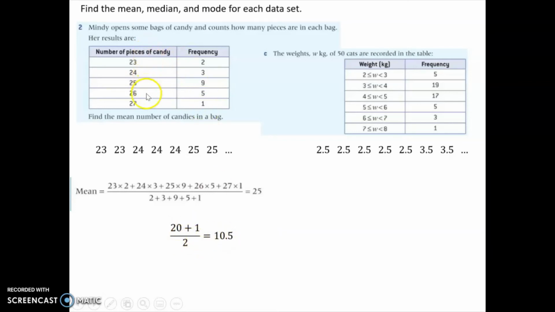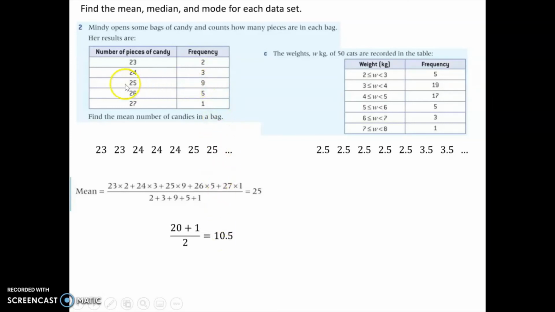So you're looking at this data set and you're like, if I went to position number 10.5... So yes, you could have the whole data list written here or just go in the table. In the table, well, here's 2 data points. And if you go to here, there's 3 more data points. So I'm 5 data points into the data set here. And if I go to here, I'm now 14 data points. And I only need to get 10.5 into the data set.